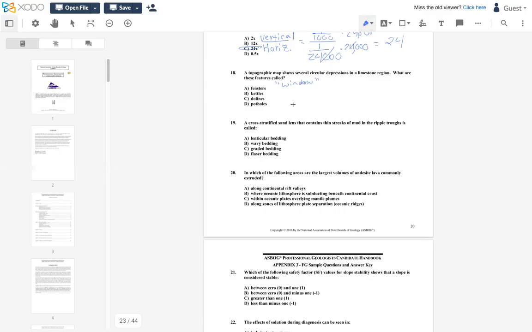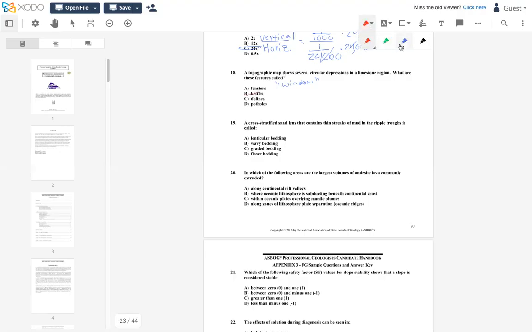So we're looking for a circular depression that occurs in a limestone region. A Fenster is not necessarily going to be happening in a limestone region. That's just the upthrust of maybe some older units on top of younger units. A kettle, like I said, is a glacial environment, an outwash plain, so definitely not B.